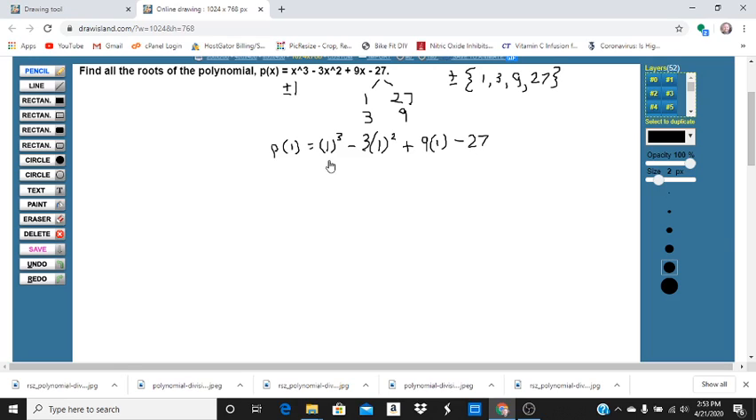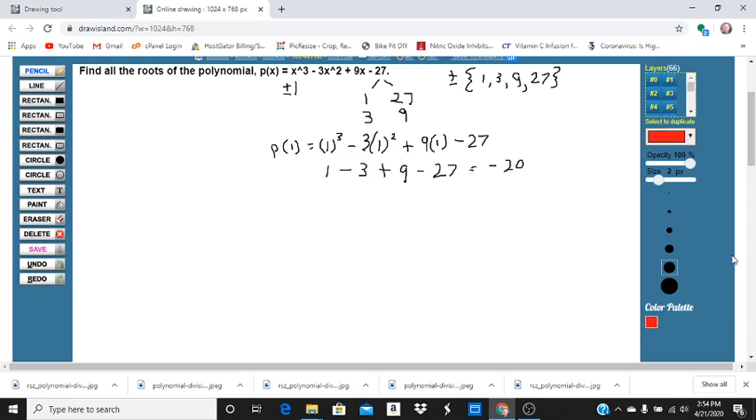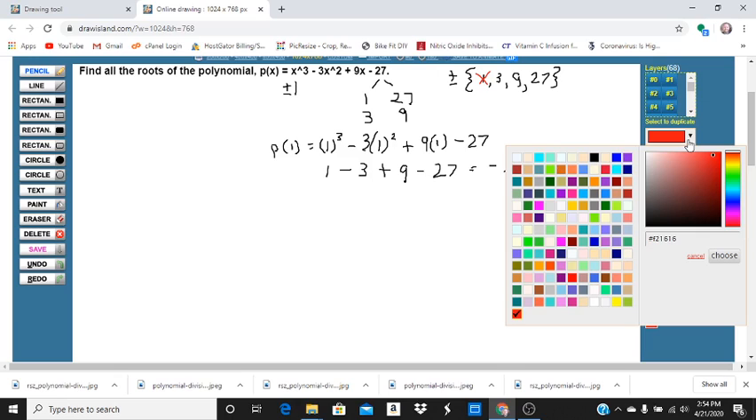Okay, so 1 cubed is 1. 1 squared is also 1, so we have 1 minus 3. 9 times 1 is just 9, plus 9 minus 27. So when we do all that, we get negative 2 plus 9 is 7. 7 minus 27 is negative 20. That does not work. So we can say that 1 is not a root. Cross that off.